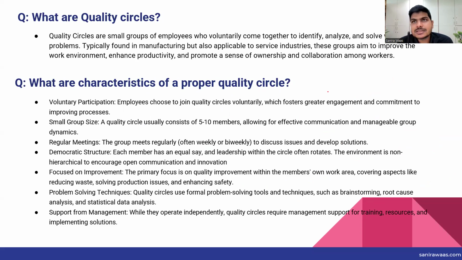Quality circles are operated in organizations as small groups. They come together voluntarily to analyze and solve quality problems. In organizations, people come and pick these up. They have to be voluntary and small in size, not very big, and they meet regularly to avoid quality issues.